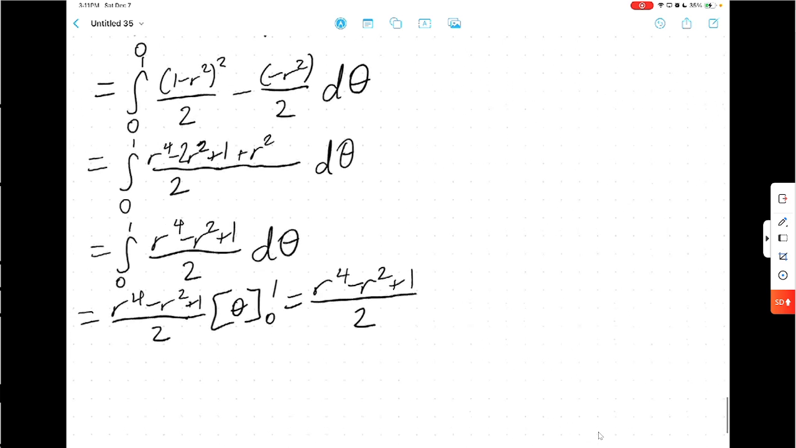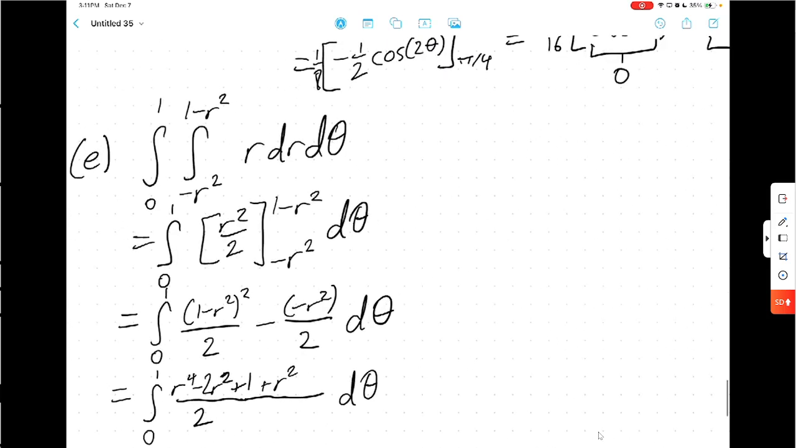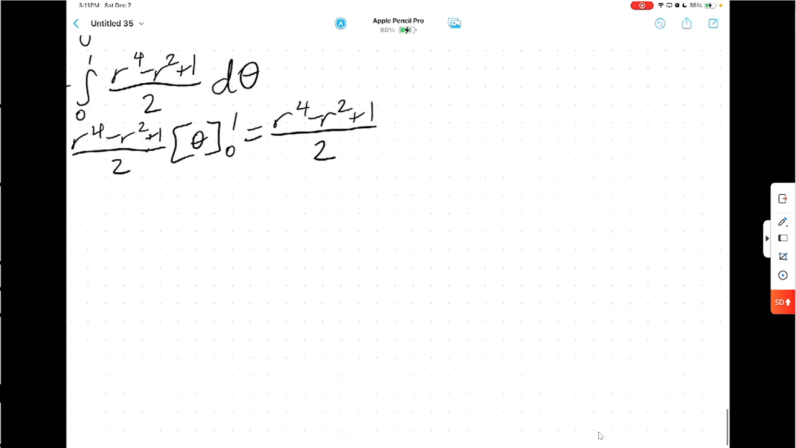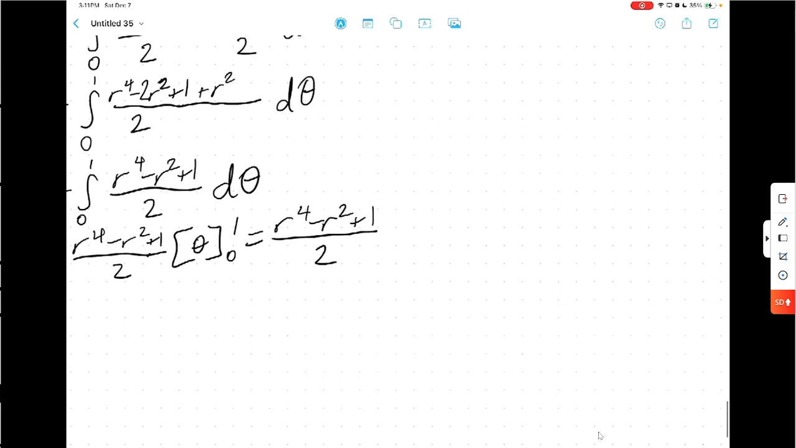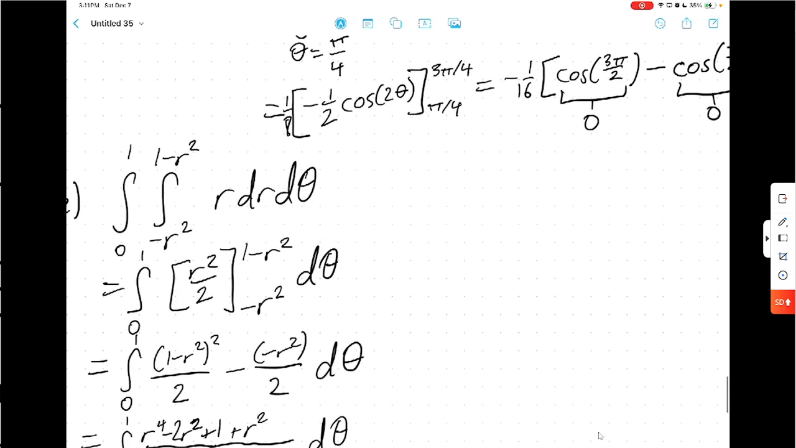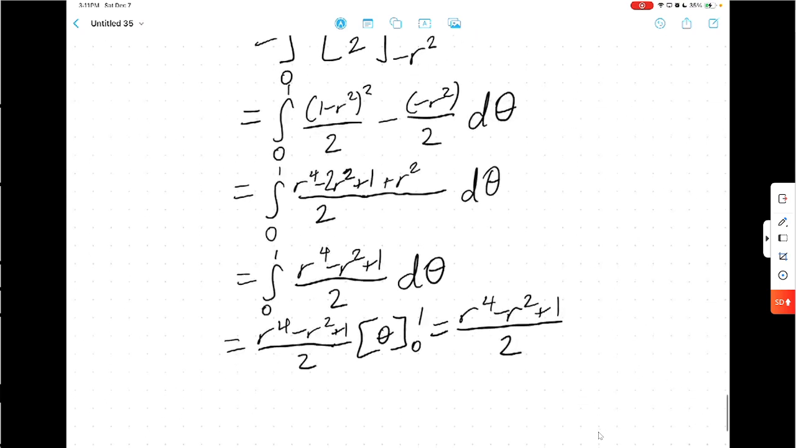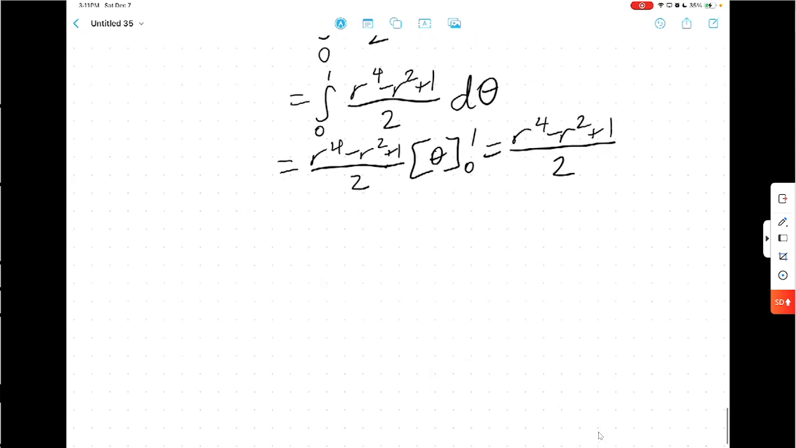Any questions? The reason why we don't actually get a value here is because this is a badly set up integral.